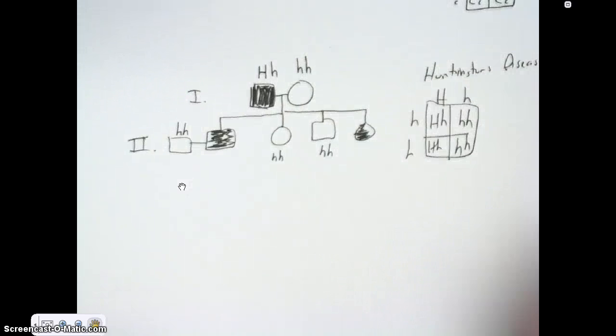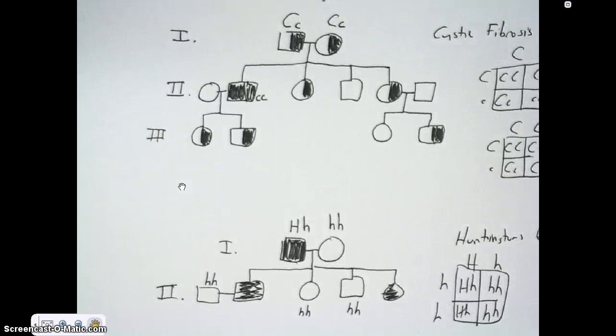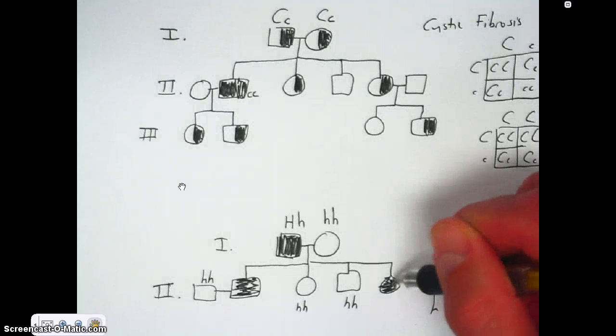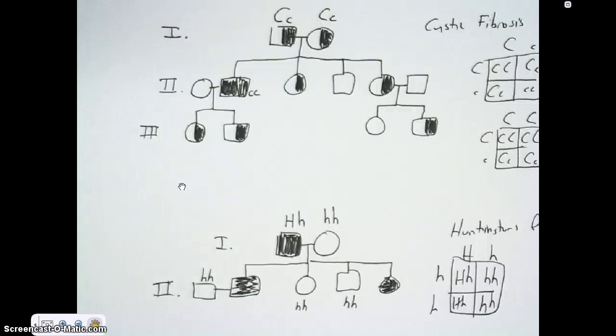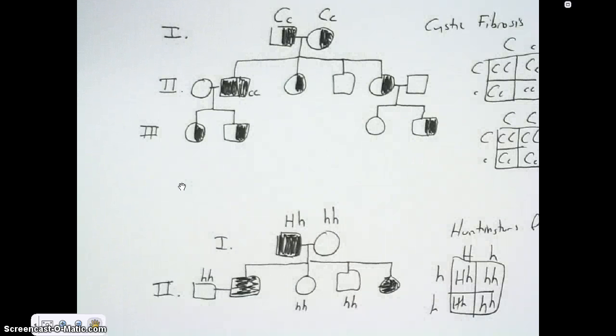So these are two ways. This one up top is recessive. The one on the bottom is dominant. If you'll notice, there's no such thing as being a carrier for a dominant disease. You can't carry it. If you have the dominant allele, you are going to have the disease.